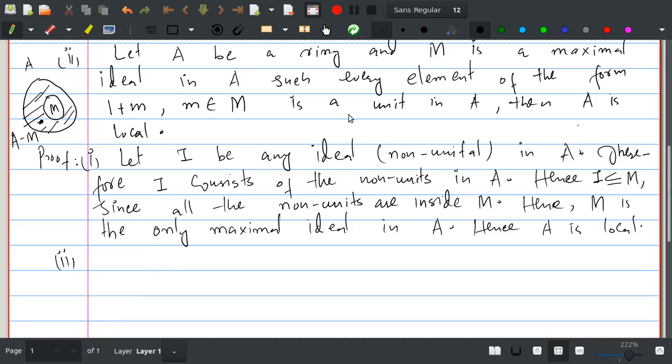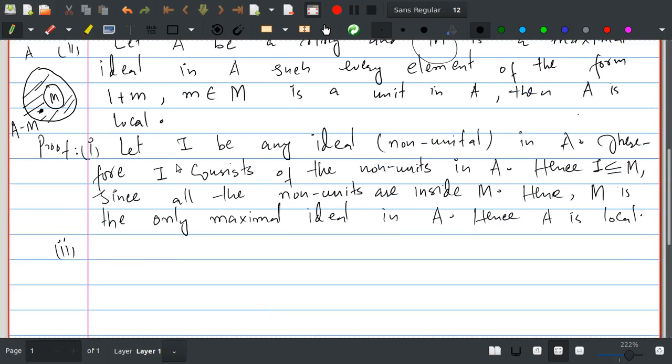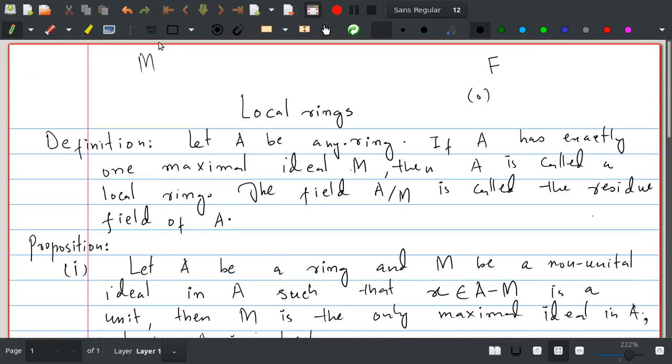In the second item we are given M to be a maximal ideal. What we have to prove is that A has exactly one maximal ideal, that is M itself. We are going to use the first item to prove our claim: we prove that every element inside the set A minus M is a unit. So let x belong to the set A minus M, I mean an element inside A and outside M. Now M is given to be a maximal ideal.